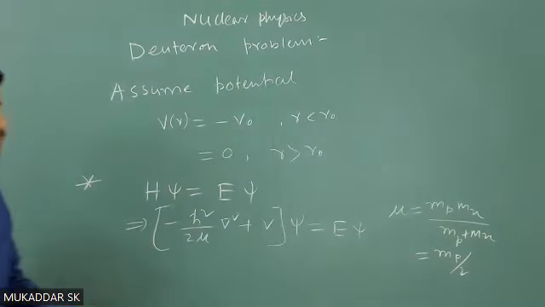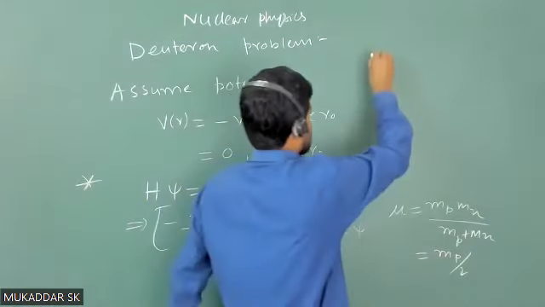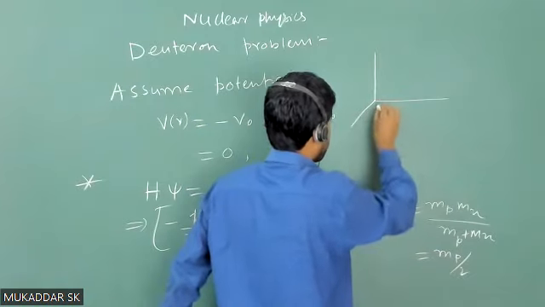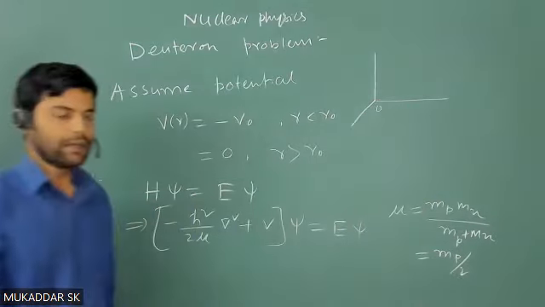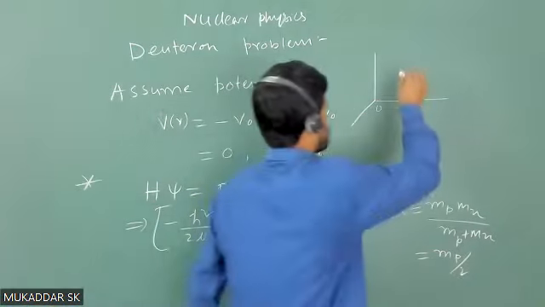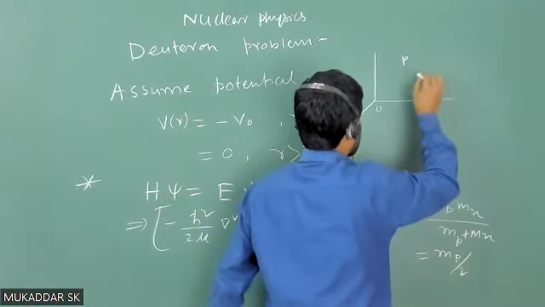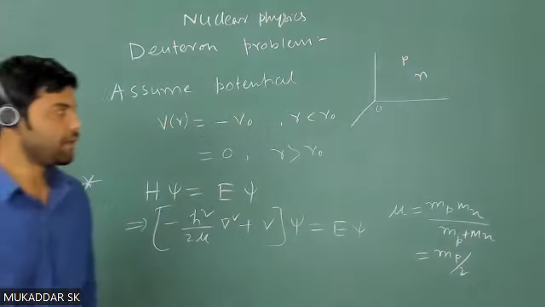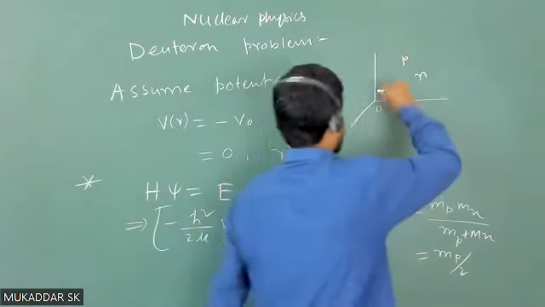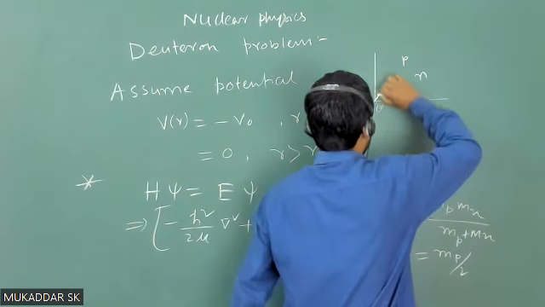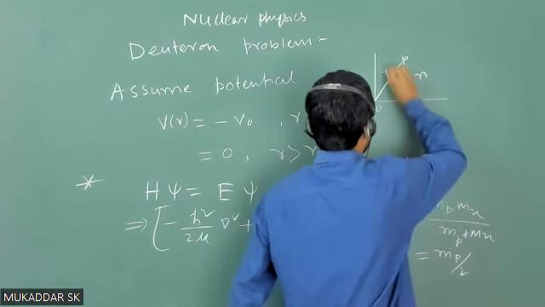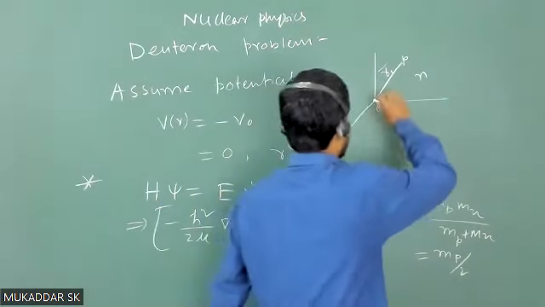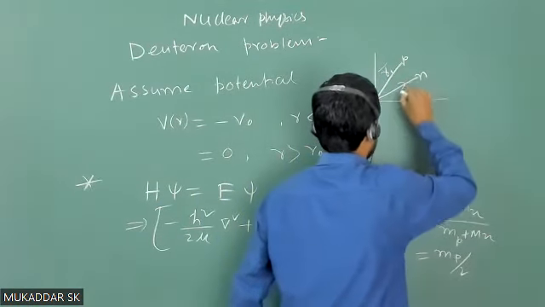How will we understand the two-body problem? Suppose this is the coordinate system, and suppose this is the position of the proton and this is the position of the neutron. This is your Deuteron system, right? And let us define the position of the proton from the origin, that is the position vector, r1, and for the neutron it is r2.